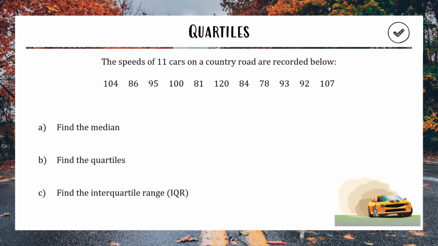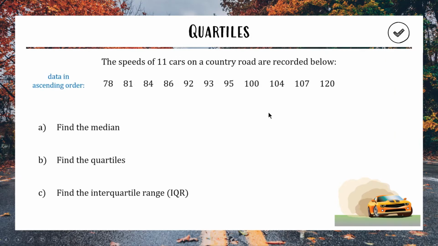So here we have a data set. This is the speed recorded of 11 different cars on a country road. So here is our data set. We're going to find the quartiles and we'll talk about what they are very shortly. But first thing we're going to need to do is to find the median. So when you're finding the median, what's the first thing that needs to happen? Well, your data needs to be put in ascending order. Currently they're all jumbled up. We're going to rewrite them from smallest to largest.